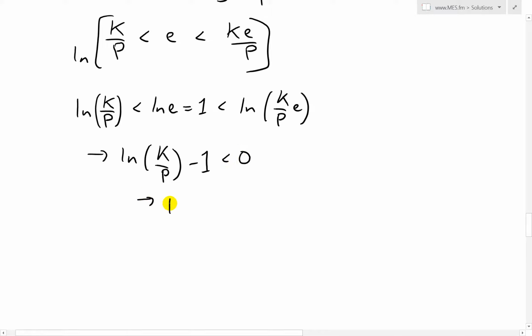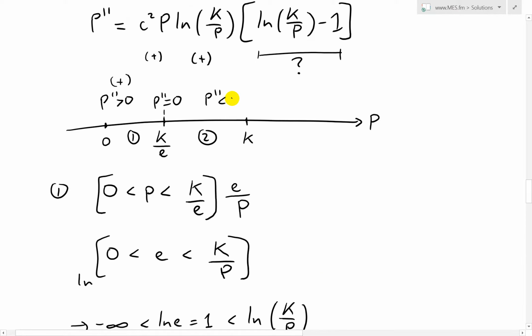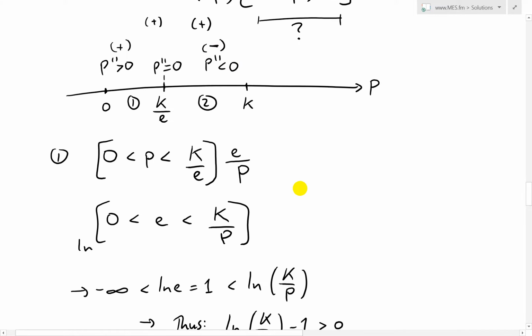In other words, p double prime is less than 0. So we have this is less than 0. So we go from positive to negative. In other words, we get a local max. So the second derivative is increasing, and then at this point, p equals k over e, it starts decreasing. So this is a maximum here. In that interval, it's a maximum.